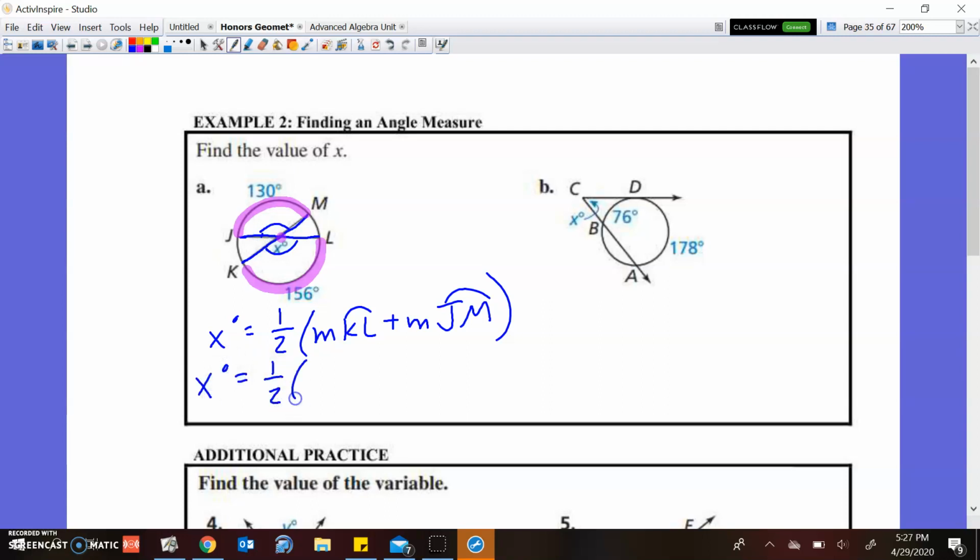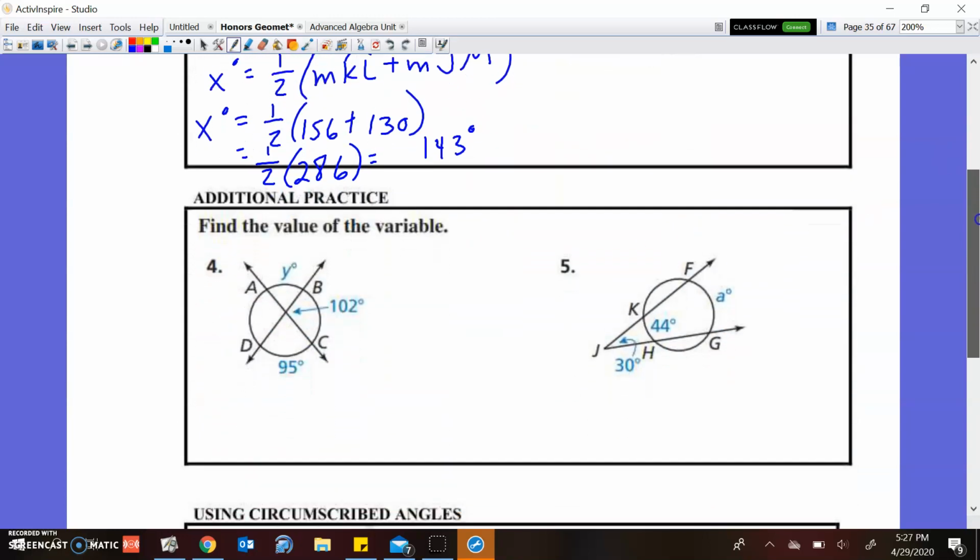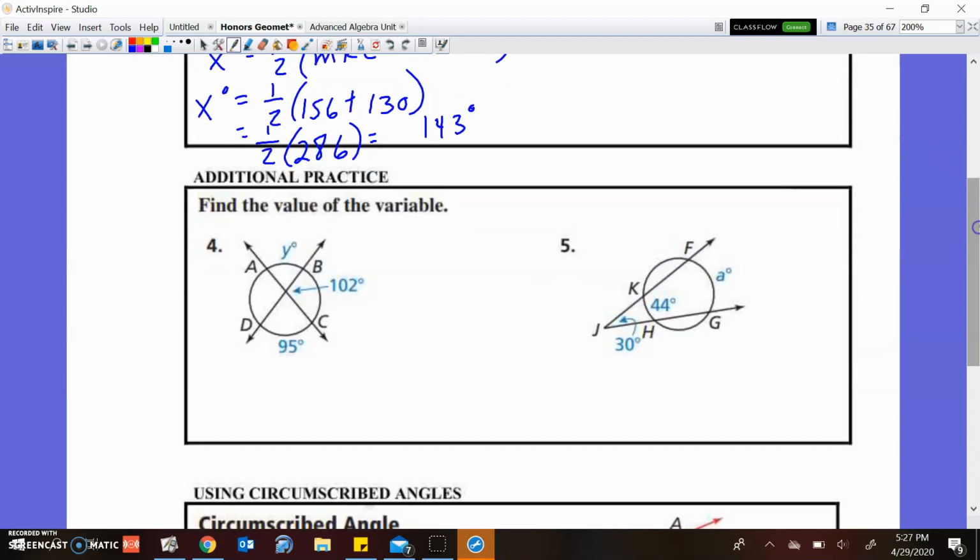So 1/2 of KL is 156 and JM is 130. So that's 1/2 of 286, which gives me an answer of 143 degrees. Okay, let's move on. I think there's only one more I'd like to try, and that's this one right here, right below it.